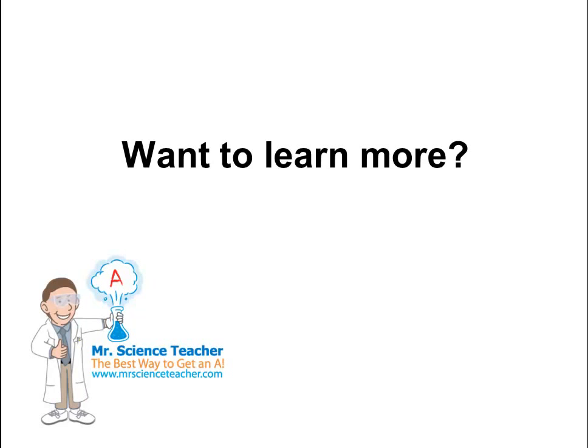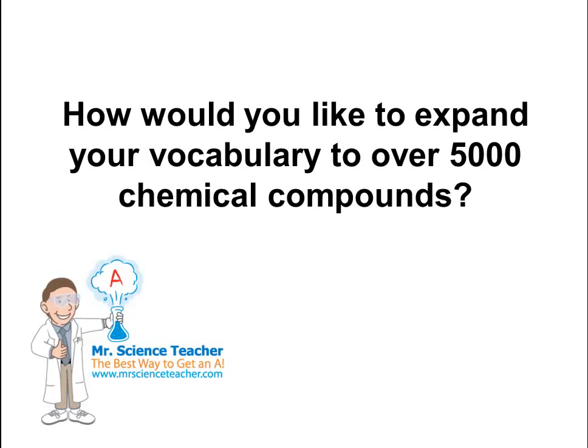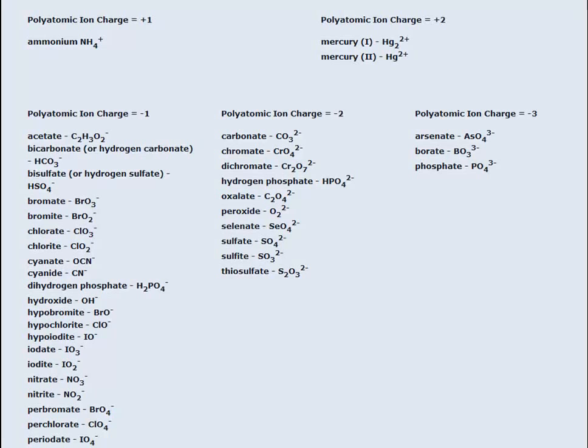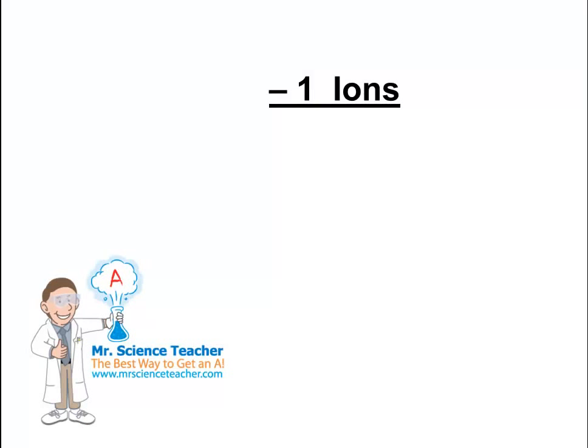Hey, you want to learn more? How would you like to expand your vocabulary to over 5,000 chemical compounds using what we call polyatomic ions, which is a fancy word for a cluster of atoms with a net charge. Using polyatomic ions, you can expand your knowledge on how to name chemical compounds using Mr. Science Teacher's periodic table of ions. So let's get started. Let's look at -1 ions.